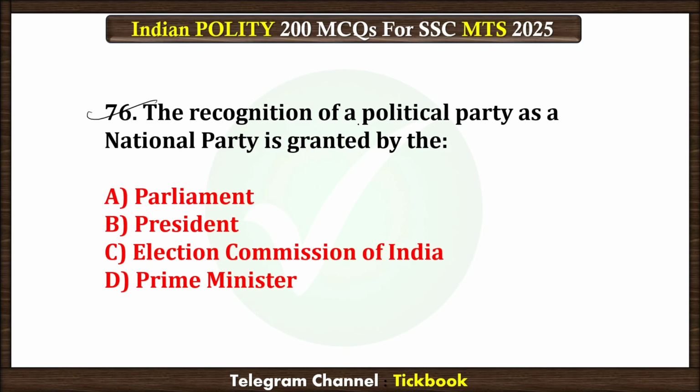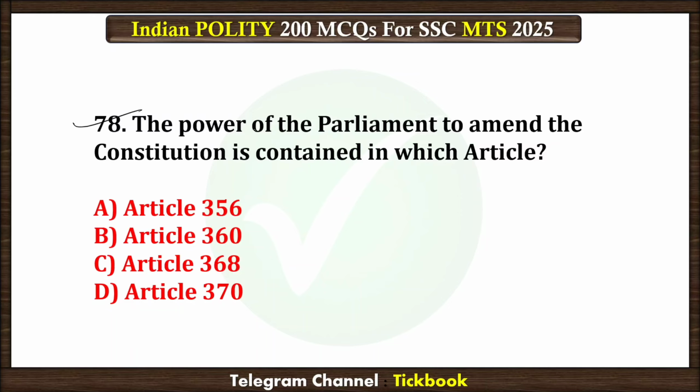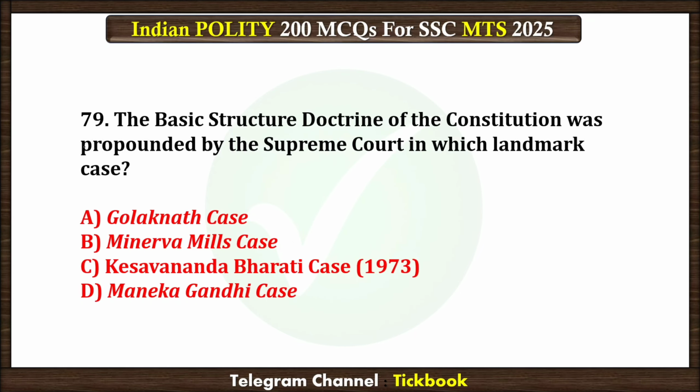76. The recognition of a political party as a national party is granted by option number C, Election Commission of India. 77. The anti-defection law was added to the constitution by the option number B, 52nd Amendment Act 1985. 78. The power of the Parliament to amend the constitution is contained in which article? Option number C, Article 368.